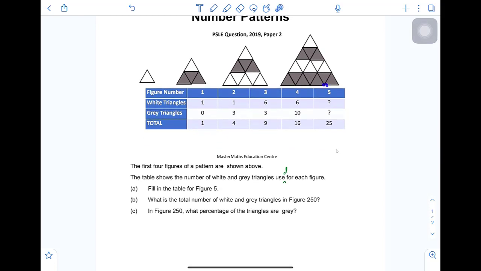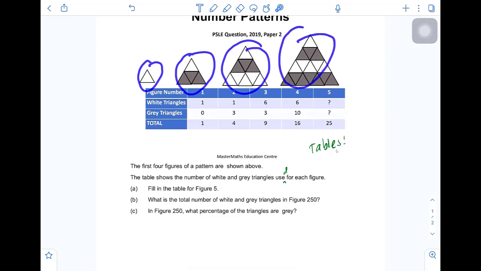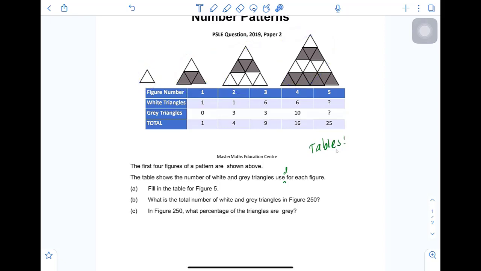Alright, so figure number 5 is over here. So this is a number pattern question. The focus must be on the tables and not on the diagrams. Focus on the table that is indicated here and all the values in this particular table. If you focus on the diagram, it can get quite confusing. Alright, so the first question, how do we know what is in figure number 5? Again, from some observation, we will know that the total is related to the figure number.